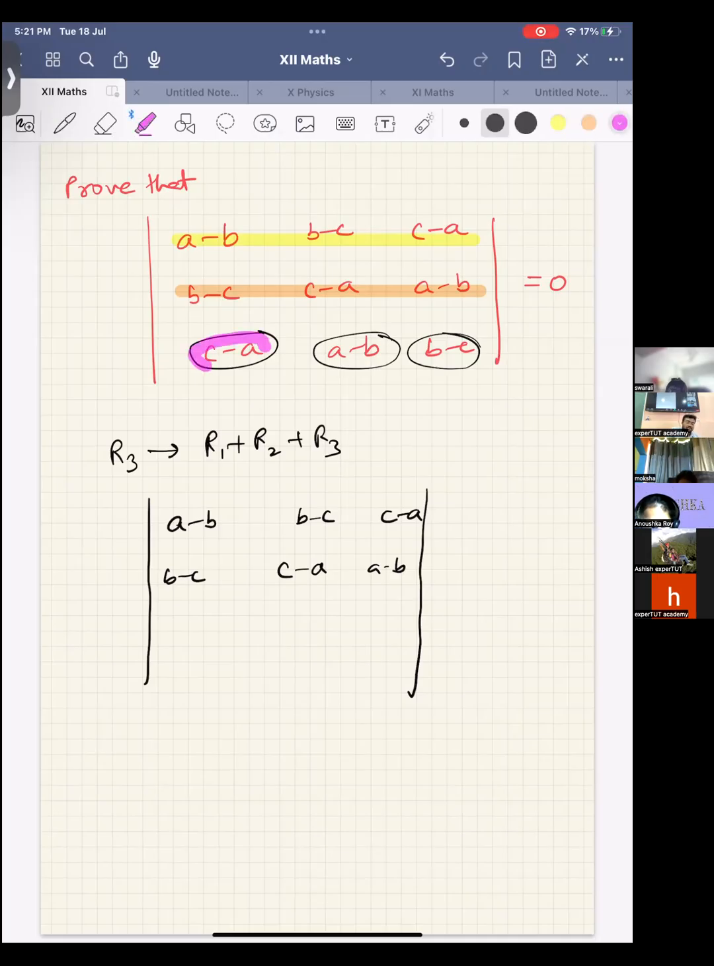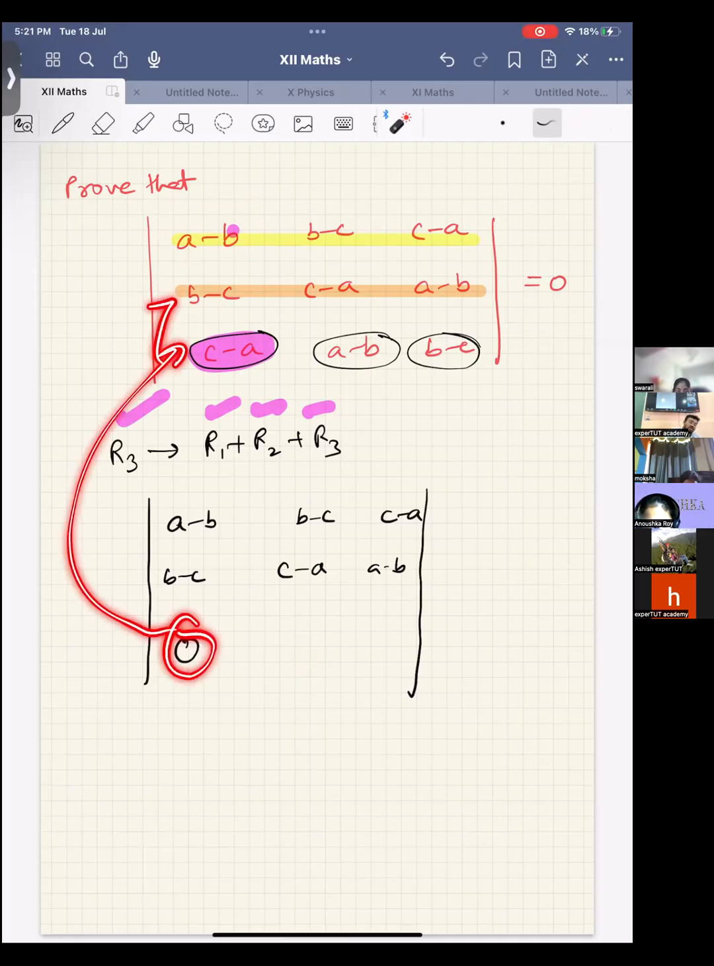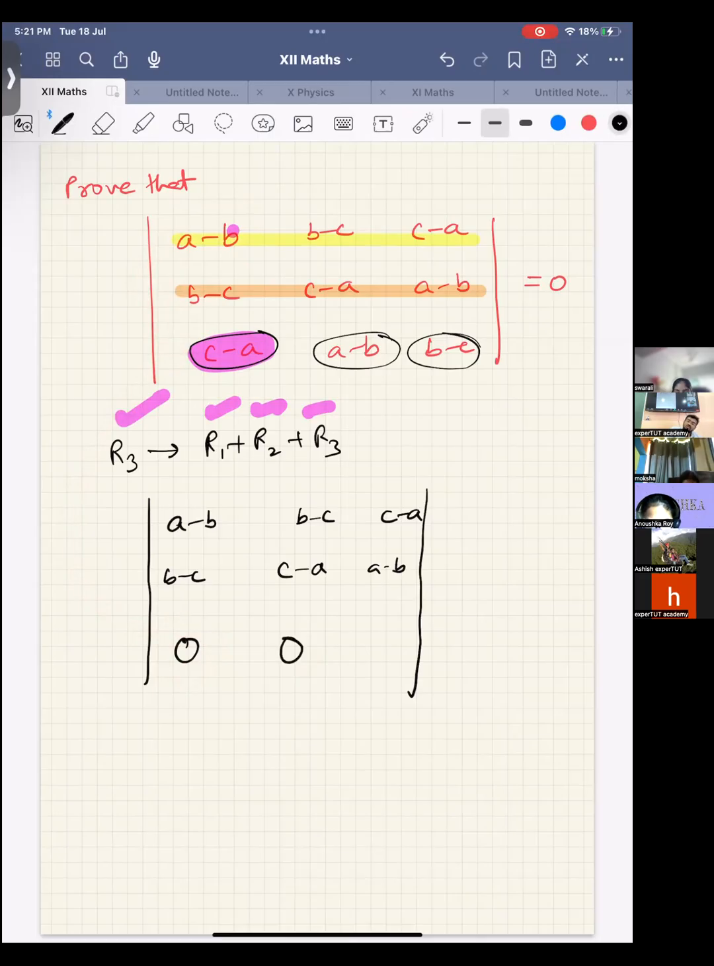Now, what about R3? The elements of this row R3 become R1 plus R2 plus R3, so basically the addition of this plus this plus this. How much is the addition? 0. Here also it will be 0. Note that this 0 is coming because the addition of these three is 0. The next 0 is coming because these three sums are 0. This is very important: which 0 is coming because of which reason. And again, this 0.